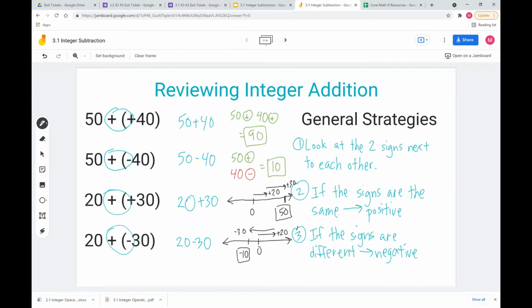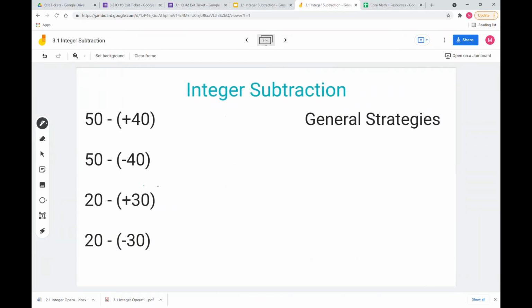Reminder that the general strategy is to look at the two signs next to each other. If the signs are the same, then we write the final sign as positive. And if the signs are different, we write the final sign as negative. Now let's take a look at integer subtraction using the same strategies.